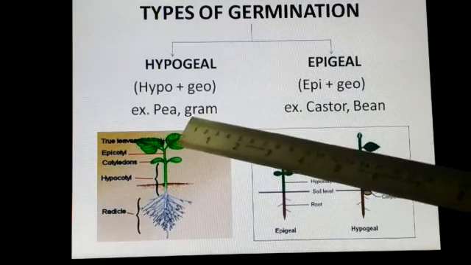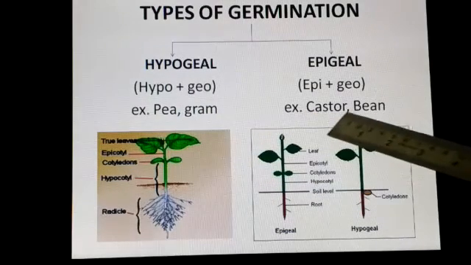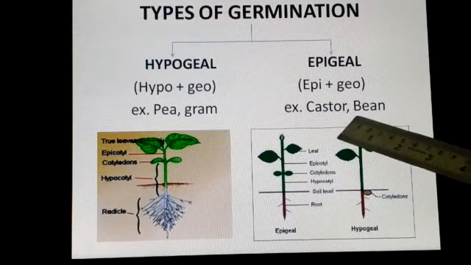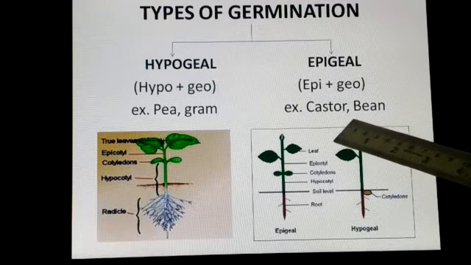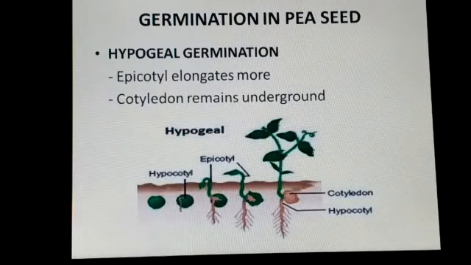Hypogeal germination is seen in pea plant and gram seeds, and epigeal germination is seen in castor and bean plant. There are more examples, but you need to keep at least 1 or 2 examples in your mind. Next, let's see the diagram and understand the kind of germination in pea plant.